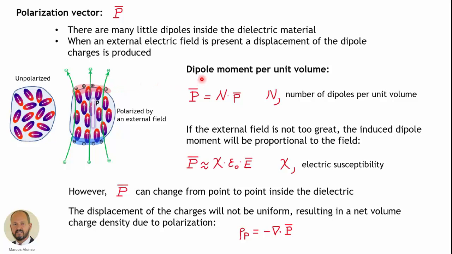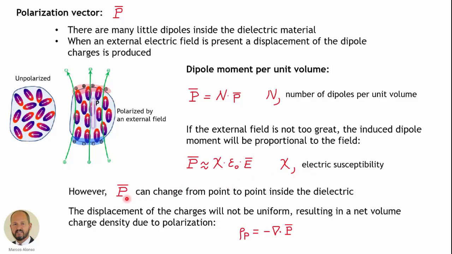So the polarization vector is the dipole moment per unit volume and is given by n, which is the number of dipoles per unit volume, times the moment of each dipole. If the external field is not too great, the induced dipole moment is proportional to the field. So we can write as shown here. This is the proportionality constant chi times epsilon sub 0, where chi is known as the electric susceptibility.